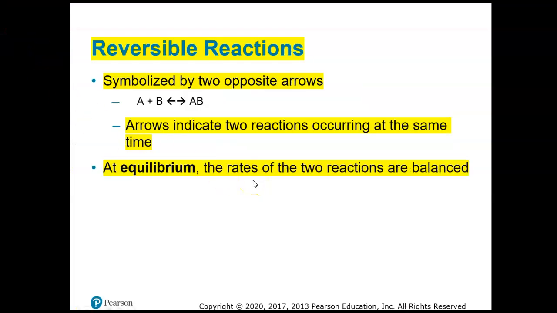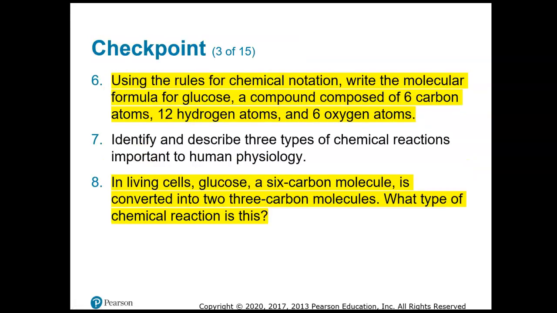And when this reaction's at equilibrium, there's an equal amount of AB being made as there is being broken down into A plus B. So if you have this reaction going on in a beaker, there'll be equal amounts of reactants and products because you'll be forming product at the same time you're forming reactant, and that's equilibrium. That's when equilibrium is reached.